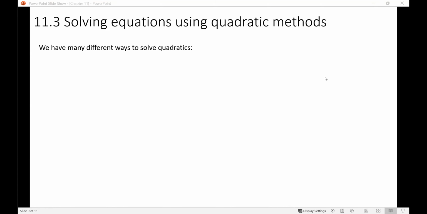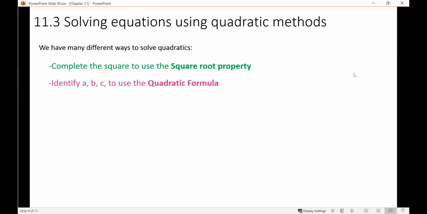All right, today we're going to cover 11.3, which is solving equations using quadratic methods. And I just want to review the methods we have to solve quadratic equations. So our first method that we learned in 11.1 was to complete the square and use the square root property. In 11.2, we learned about using the quadratic formula after we've made sure that our equation is in standard form.